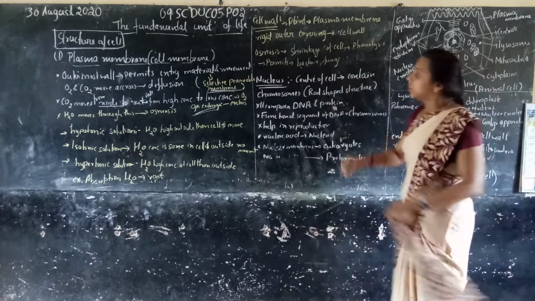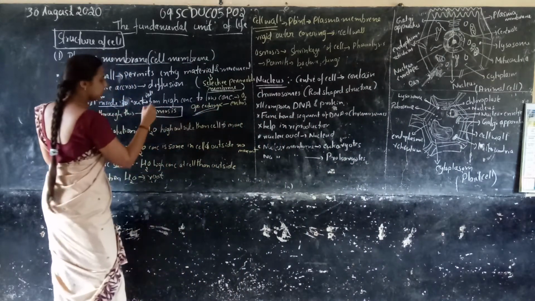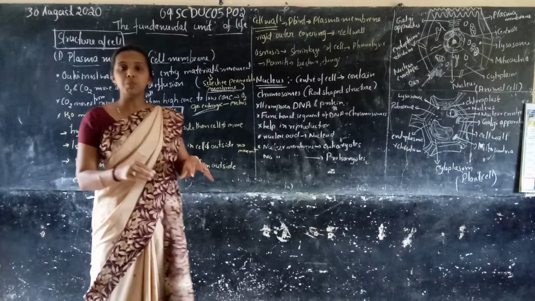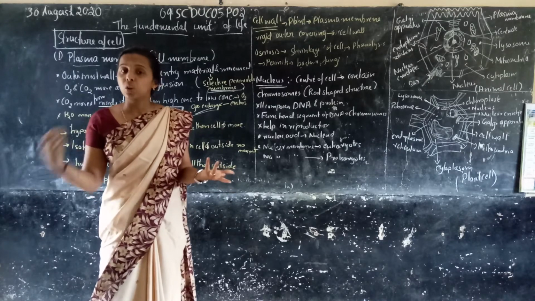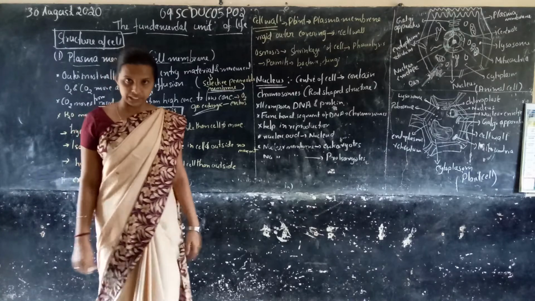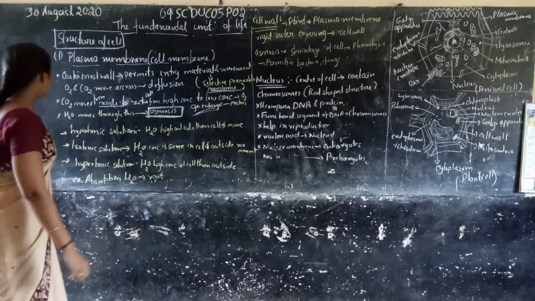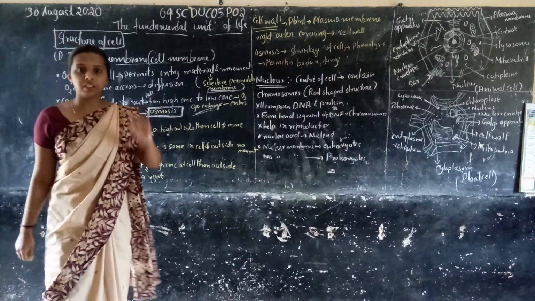That process is called osmosis. What is it called? Osmosis. What is the meaning of osmosis? The water molecules move from a high concentration place to a low concentration place through a semi-permeable membrane. So, do you understand? Yeah. In osmosis, it takes place in three ways.